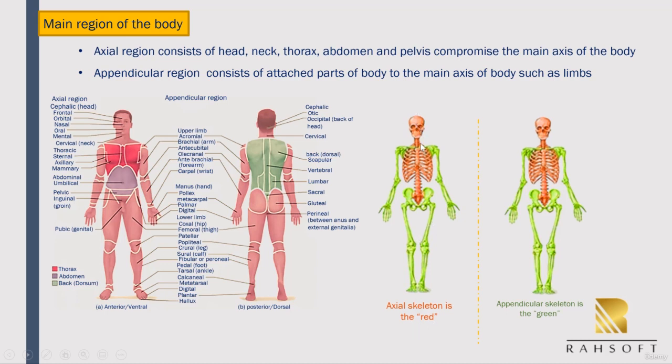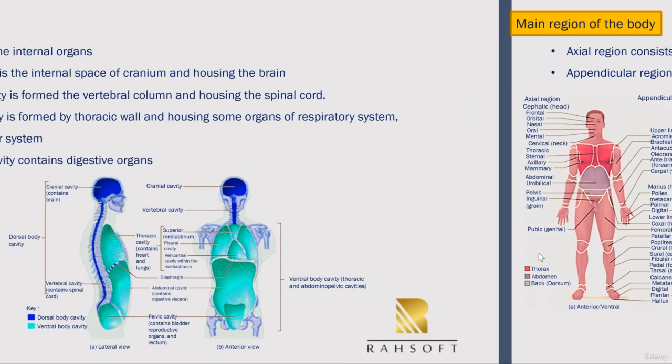So you're going to have mainly the head, the neck, as well as the pelvis. However, the appendicular region are all the limbs that are attached to it. And these are the two main regions that we're going to look at when we talk about physiology. It's very important to understand the difference between the axial and the appendicular regions.